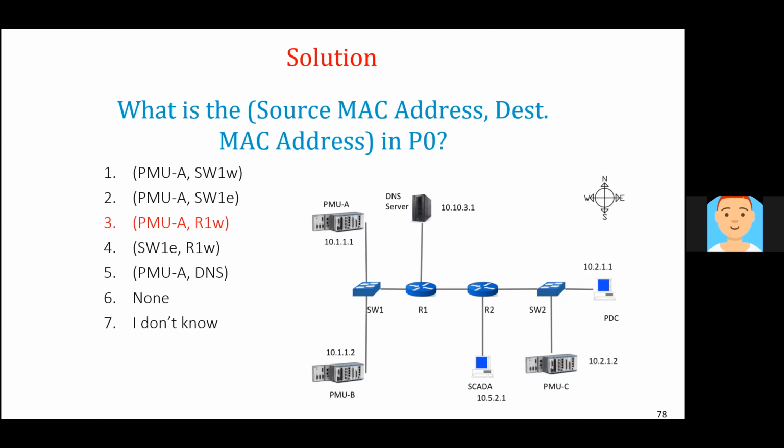And then the switch, actually it is a learning switch. It's some kind of smart switch. It has a cache where it remembers which MAC address is connected to which port. So it looks at its cache. It sees that the destination MAC address is connected to this port, and will forward the packet to this port to the router.